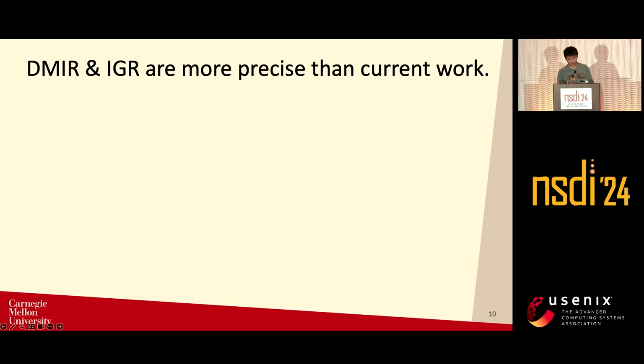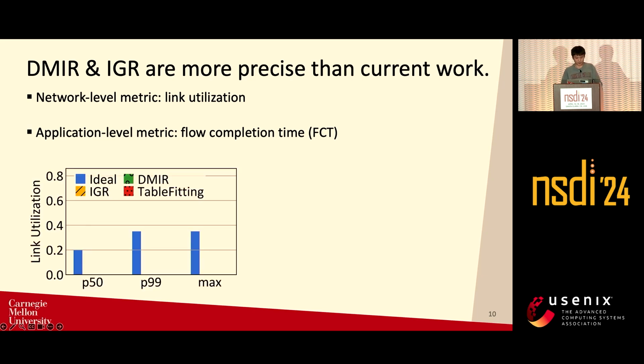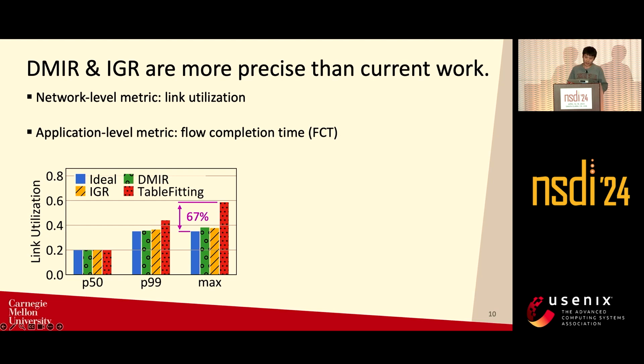Finally, I'd like to show you some results for evaluation. We report data on a network level metric, link utilization, and an application level metric, flow completion time. This figure is a bar chart of link utilization. So it has P50, P99, and max on the x-axis. So that covers both the common case and tail link utilization. We compare with the current approach, table fitting. And DMIR and IGR both do a pretty good job keeping the link utilization close to the ideal scenario. If you look at the worst case, table fitting can see up to 67% error compared to the ideal scenario. But DMIR and IGR only see 7% error compared to ideal.